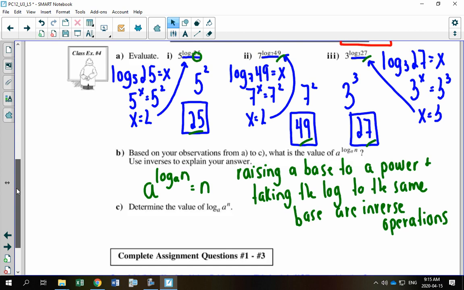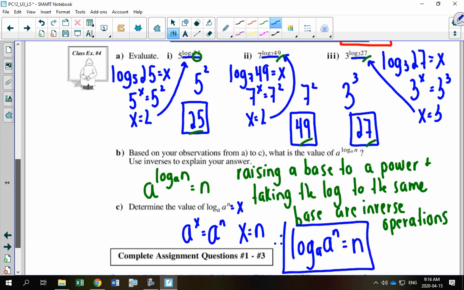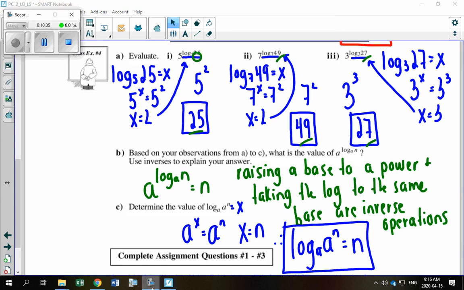So determine the value of a to the power of log a of n. Again, if we put this log in equal to x, this would be a to the power of x is equal to a to the power of n. So x would be equal to n. So therefore, a to the power of log a of n is equal to n. Okay, this is a good place to just pause for a second or two and try those practice questions. So numbers 1 to 3.